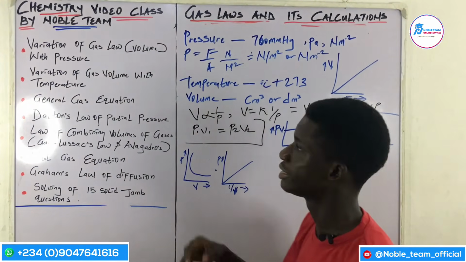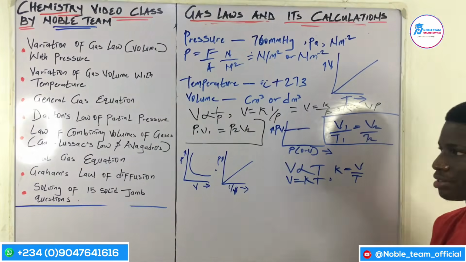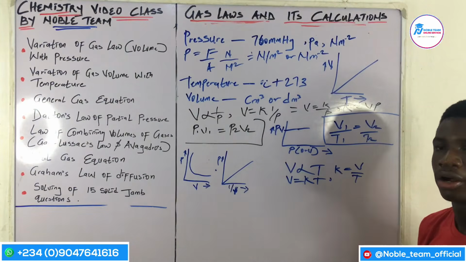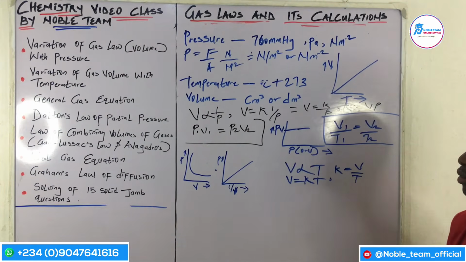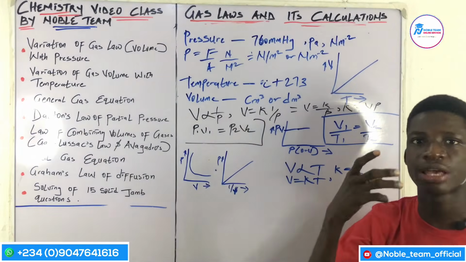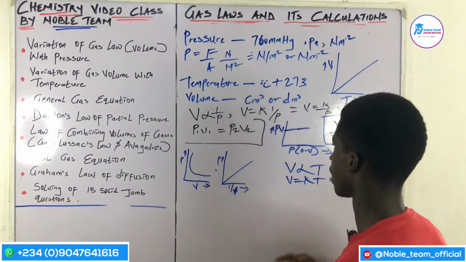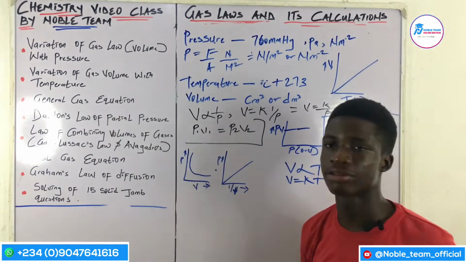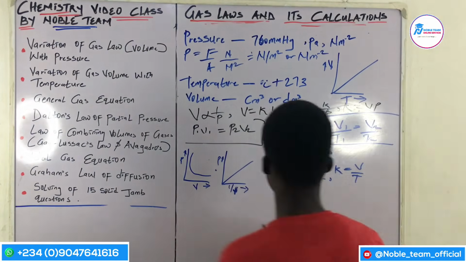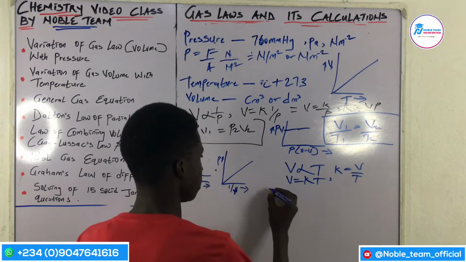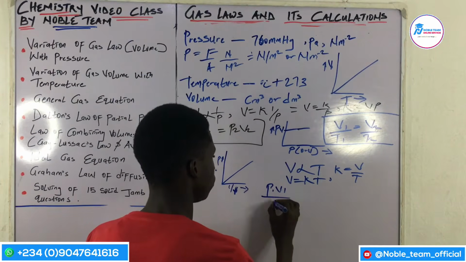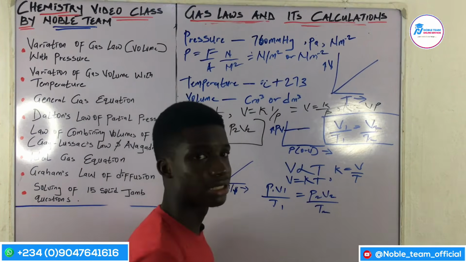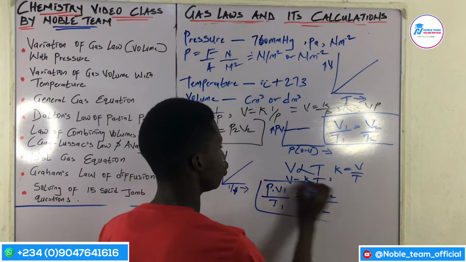Now the next one is the general gas equation. The general gas equation is the combination of Charles' law, Boyle's law, and Gay-Lussac's pressure law. I'm going to be explaining this Gay-Lussac's pressure law. Now the formula for the general gas equation is P1 V1 over T1 is equal to P2 V2 over T2. So this is the correct equation for the general gas equation.